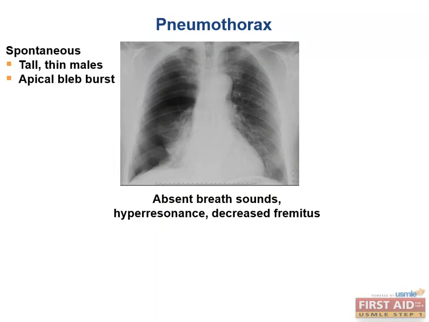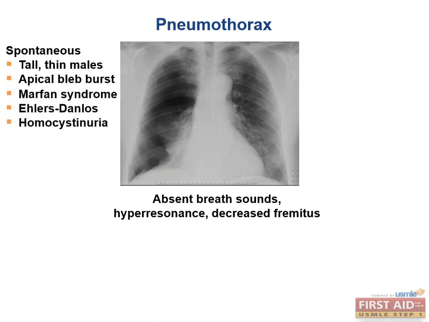So why does this happen? Well, no one is sure, but it is thought to be related to increased shear forces in the apex during respiration, causing accumulation of air in the pleural space. There are some cases of familial pneumothorax as well, especially with Marfan syndrome, Ehlers-Danlos syndrome, and homocystinuria.